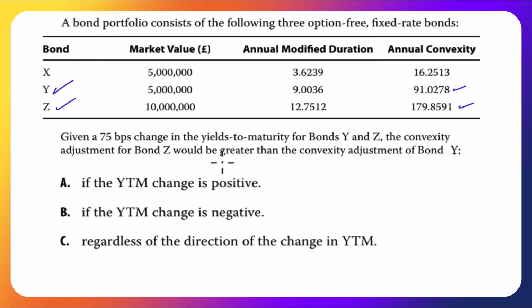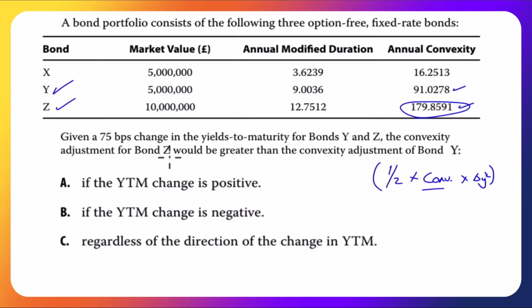We're talking about the convexity adjustment, which is 1/2 multiplied by the convexity multiplied by the change in yield squared. They'll both be 75 for bond Y and bond Z. They'll both be 75. The 1/2 is the same. So the larger one will have the larger convexity, which is bond Z.